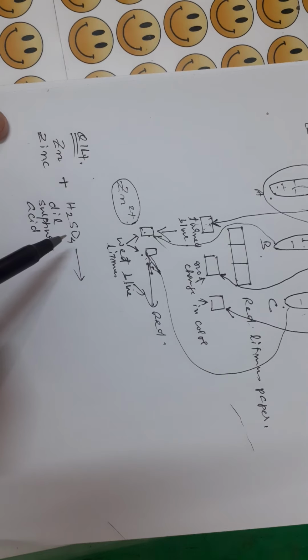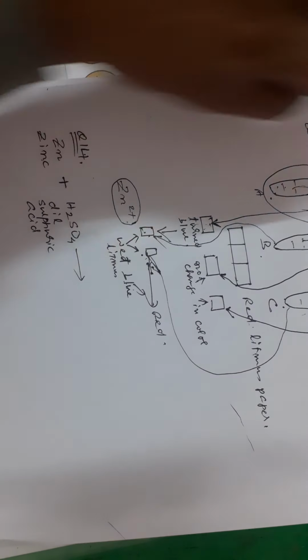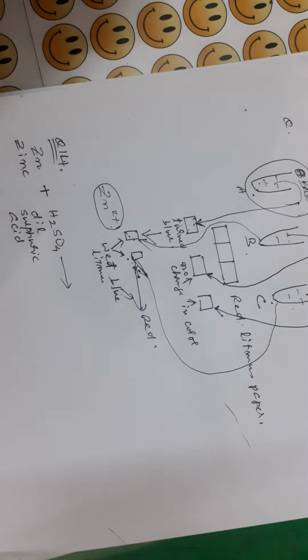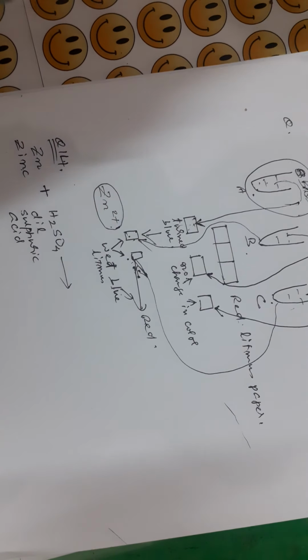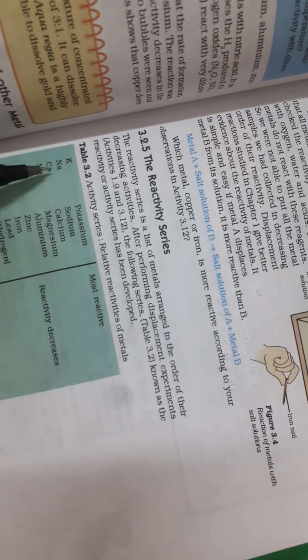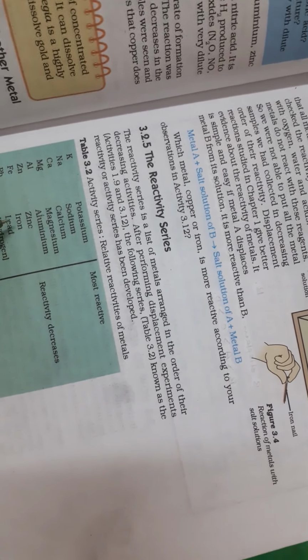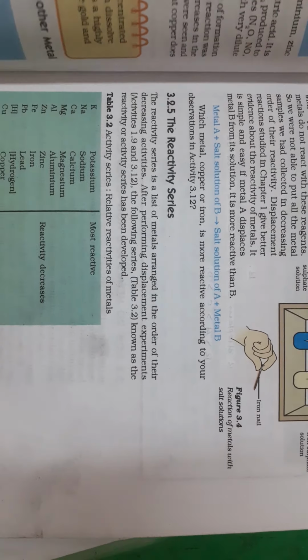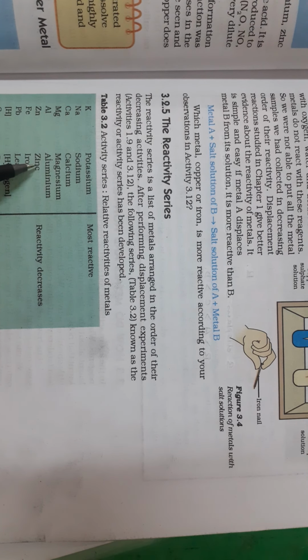Then what happens is this. Go to page 47 of your textbook, where there is a table. All of you, take your own textbook and see: zinc, the metal you're taking here, is it above or below hydrogen? Hydrogen is here, now see? So definitely zinc is above hydrogen, meaning zinc is more reactive than hydrogen. So this reaction will take place.